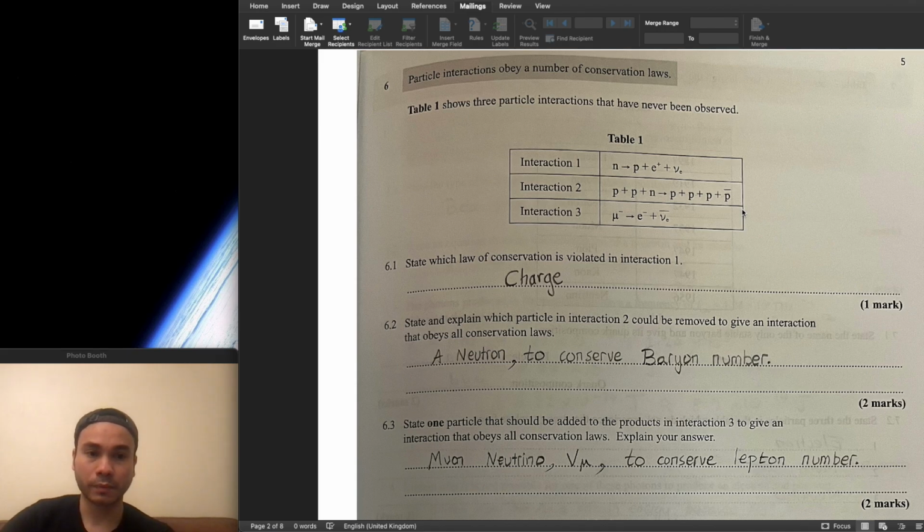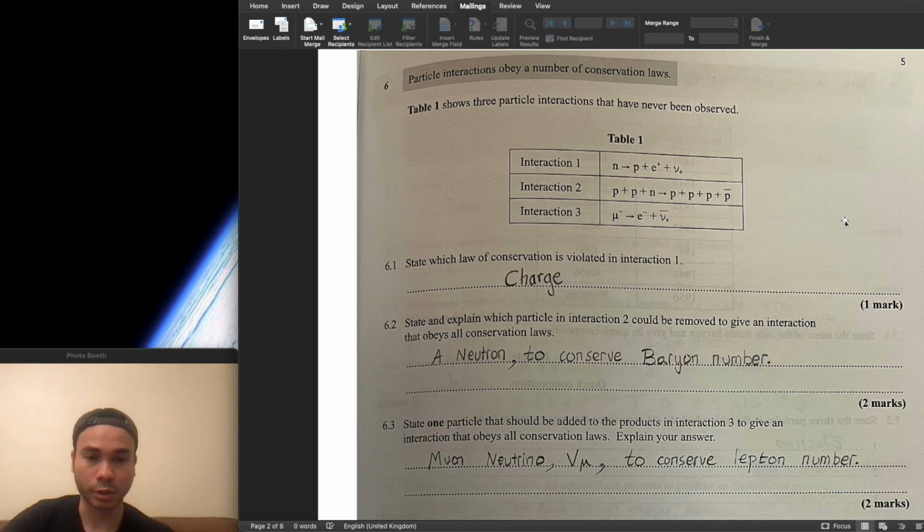So in order to conserve the baryon number, and it only asks us which particle should be removed, we only have one choice. We've got to remove the neutron, because if we remove either of the protons, that would not conserve the charge.